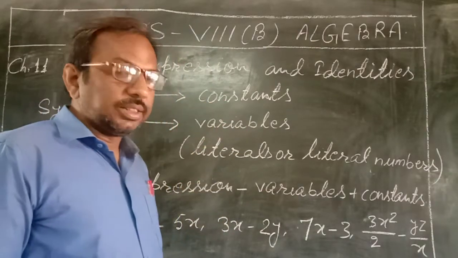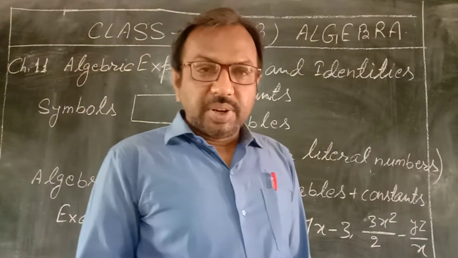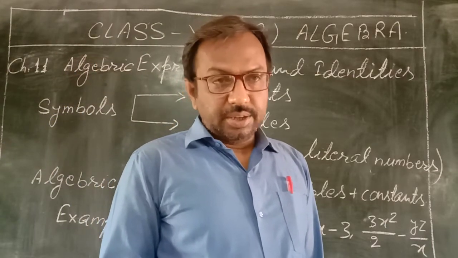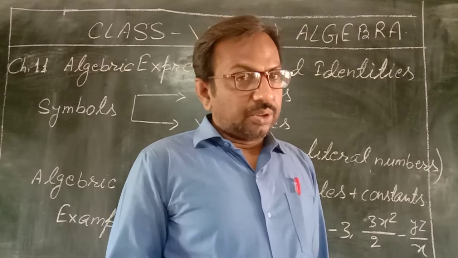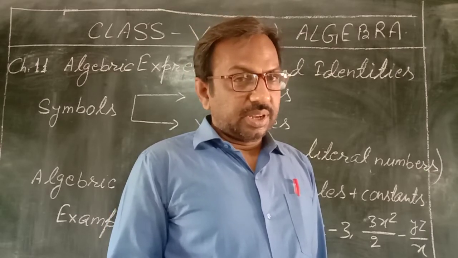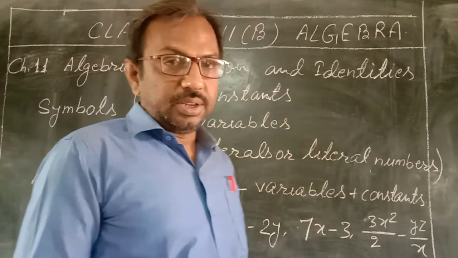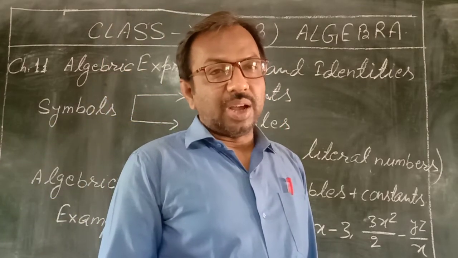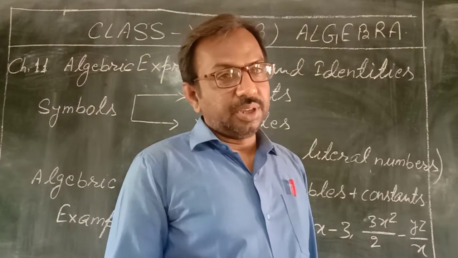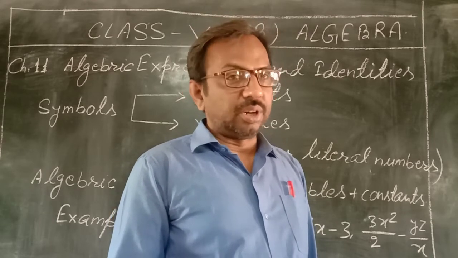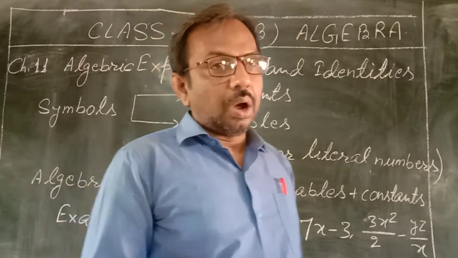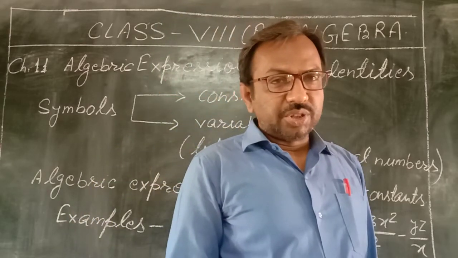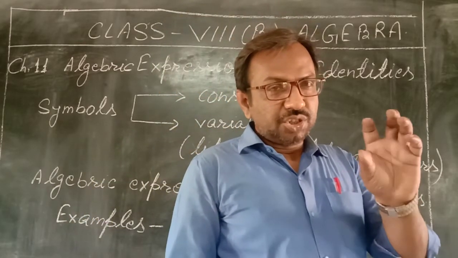Constants: the numbers, any natural numbers used in the algebraic expressions are called constants, such as 2, 3, 4, 5, 7, any one. But not only the natural numbers, negative numbers also. We simply say integers. All negative numbers and positive numbers, but here 0 will not be included.